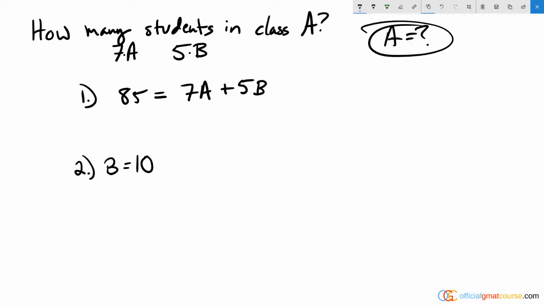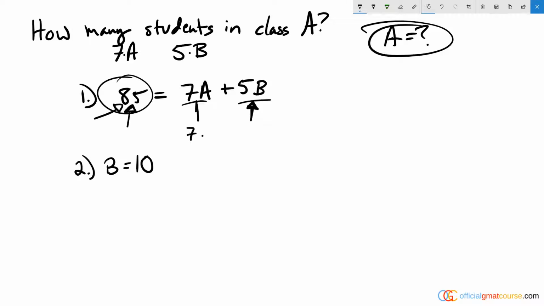So if we know there were 85 total assignments handed in in statement 1, and the total was equal to 7A plus 5B, can we nail down exactly what A is? Well, the first thing that pops into my head is this thing on the right is always going to be a multiple of 5, and this is a multiple of 5. If we're adding 2 things together to get a multiple of 5, and one of those things is already a multiple of 5, 7A will also have to be a multiple of 5.